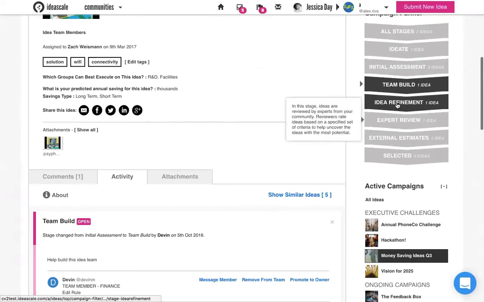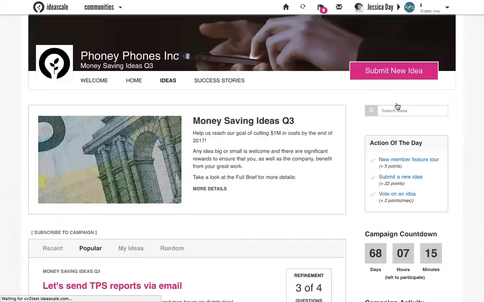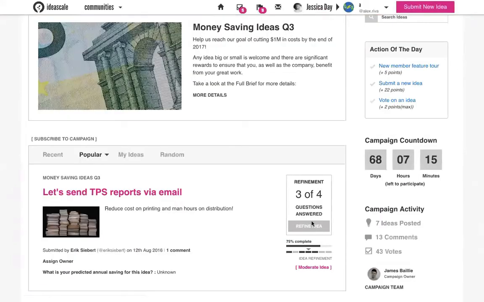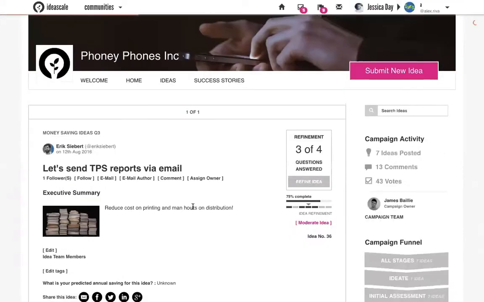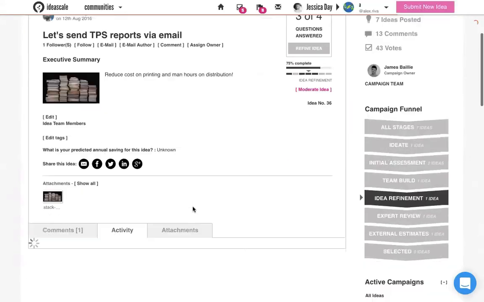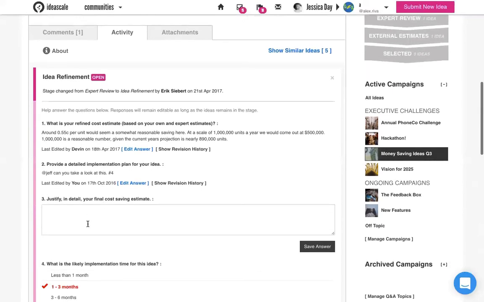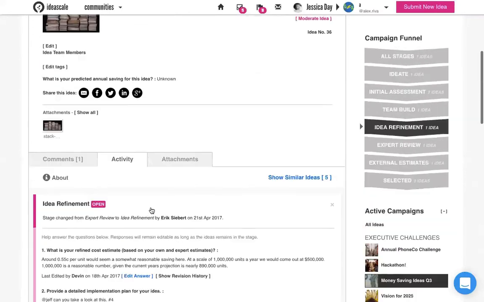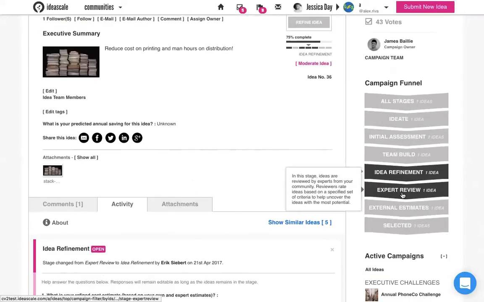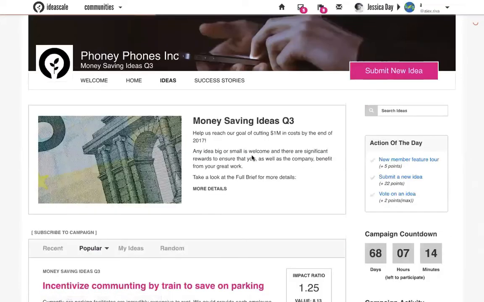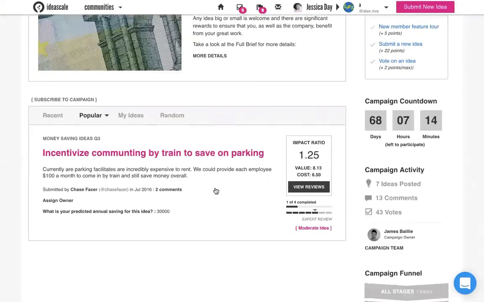So let's look at the refinement stage. In this case, on the TPS reports via email idea, you can see that some of the additional information they're looking for is associated with the cost estimate, the implementation plan, and a more in-depth argument for why you would want to do this. And then let's see, in this more robust review stage, we're using the IdeaScale tool.